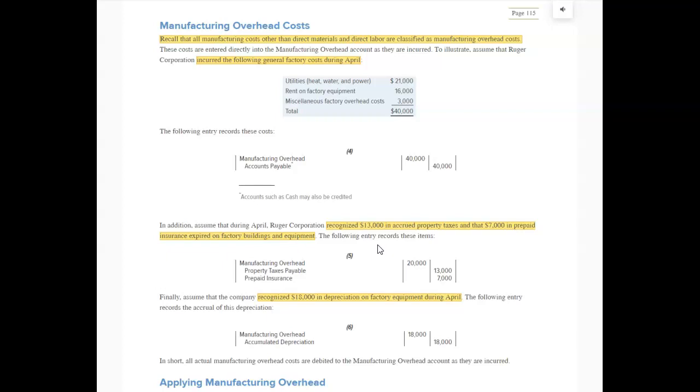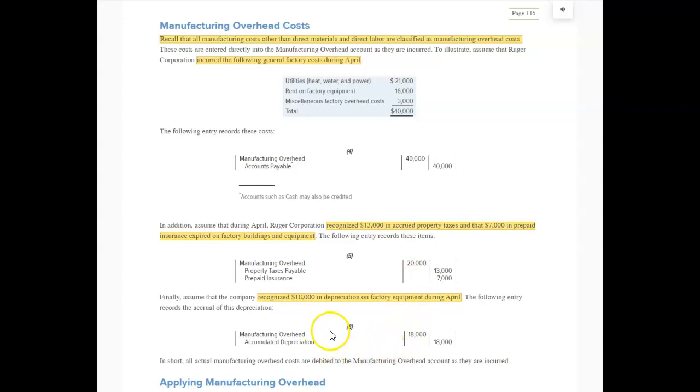for the factory buildings and equipment. Here's their entry to record this. Again, these are actual overhead costs. So debit manufacturing overhead, $20,000. Credit property taxes payable, $13,000. Credit prepaid insurance, $7,000. All this relates to the factory building, equipment, or whatever. And so we're going to debit manufacturing overhead whenever we have these actual overhead costs.